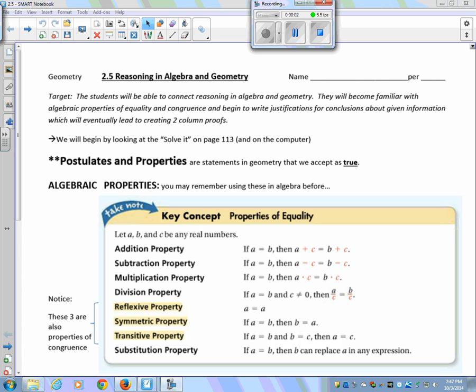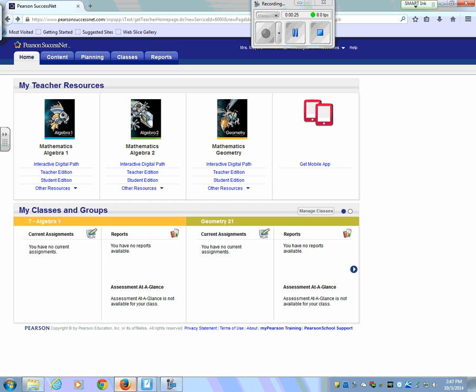Hello, this is Mrs. Myers, and today we're going to be learning Section 2.5, Reasoning in Algebra and Geometry, where we will start to really learn the building blocks for writing proofs. It says here we're going to begin by looking at the Solve It on page 113. I'm actually going to let you discover a little bit about this textbook yourself.